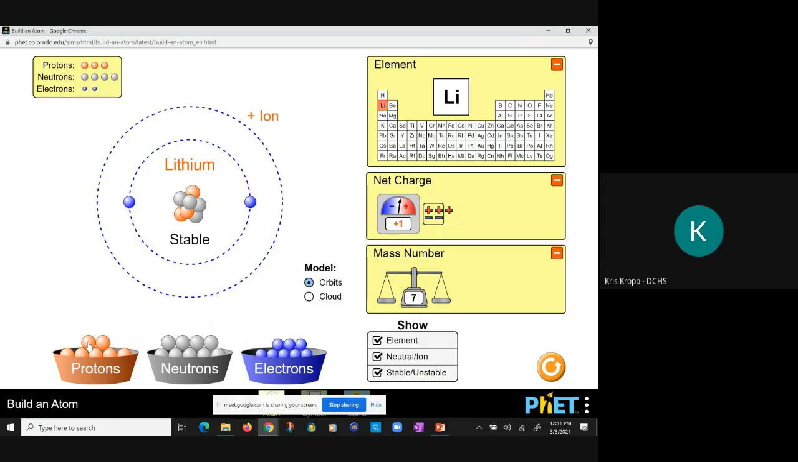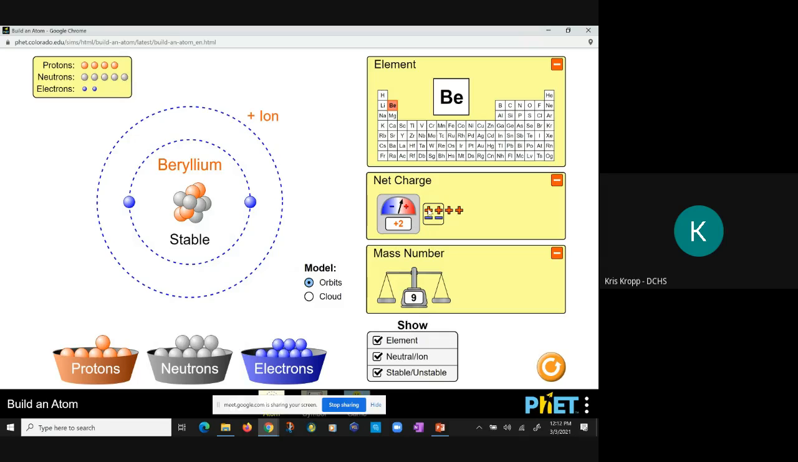In a similar fashion, if I add another proton, I'm going to change this to a beryllium. I'm going to put another neutron in there to keep it from jumping around. Notice with lithium, we could have an equal number of protons and neutrons, and it was fine. But with beryllium, I've got to have an extra one. Isn't that interesting?